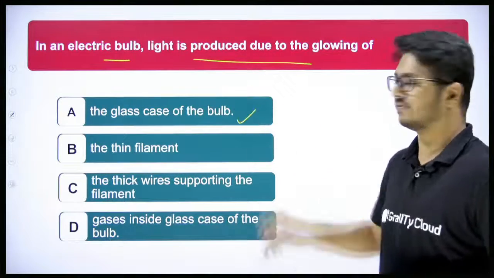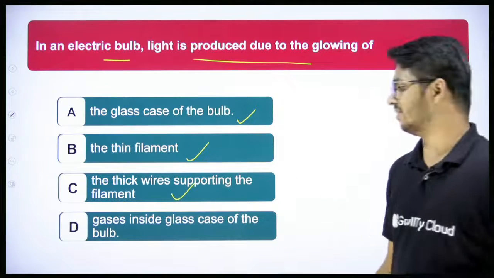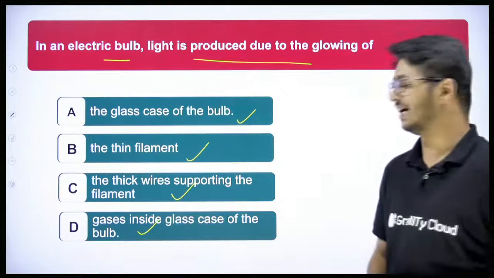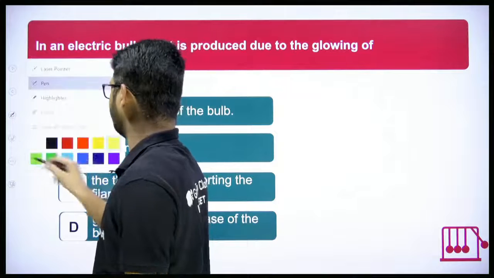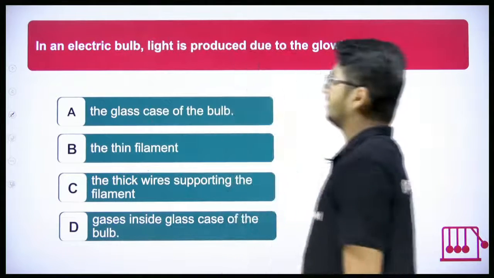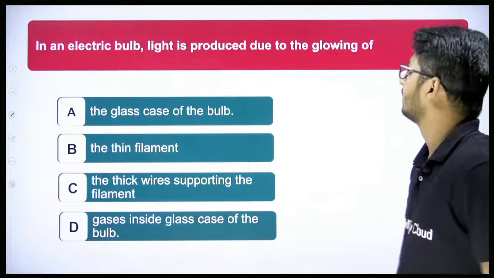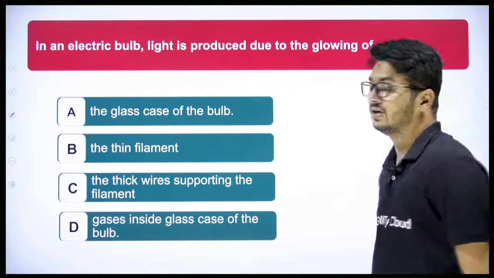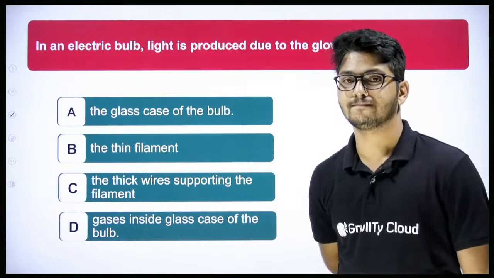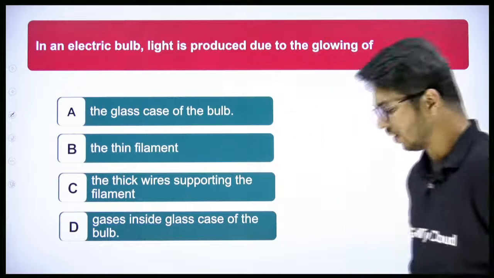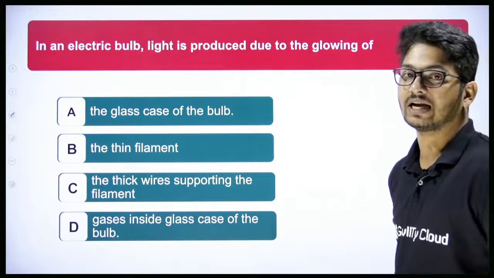The glass case of the bulb, the thin filament, the thick wires supporting the filament, and gases inside the glass case of the bulb. What do you think? Everyone, what do you think the answer will be? Read the question and the options very carefully. Light is produced due to the glowing of what? What glows in this case? A, B, C, D. Which is the correct answer?